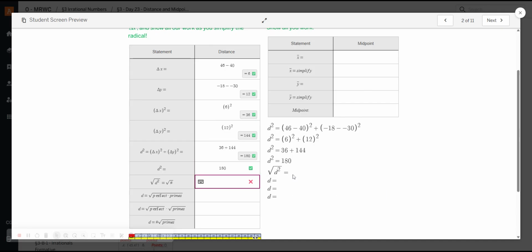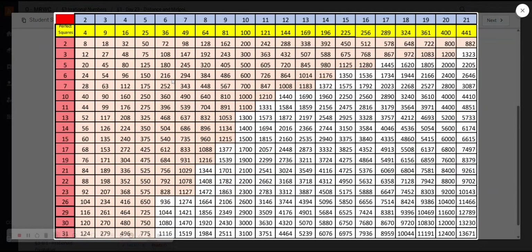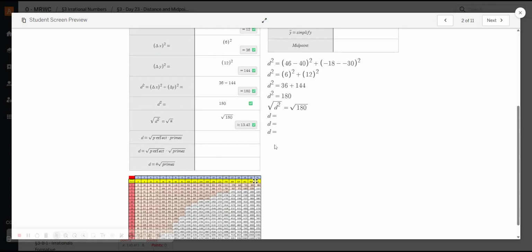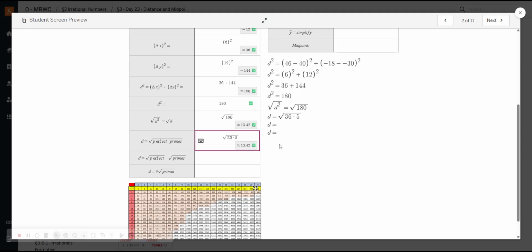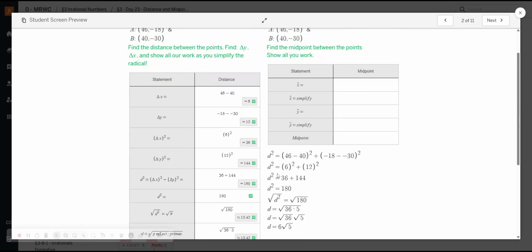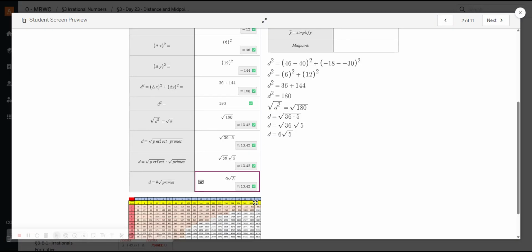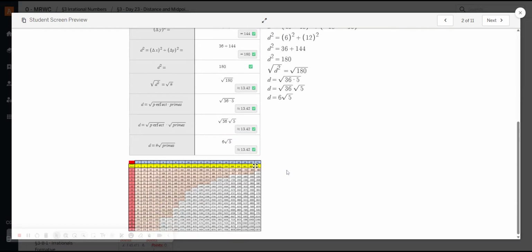And then I take the square root of both sides, and that would be d is equal to the square root of 180, right? I look at my table, 180 is 36 times 5, right? So this would be the square root of 36 times 5. And then I split up the radical into two separate radicals. The square root of 36, that's a perfect square, is 6, radical 5. So this would be the distance between these 2 points using the Pythagorean theorem, which is basically the distance formula, and then simplifying the radical at the end, right?